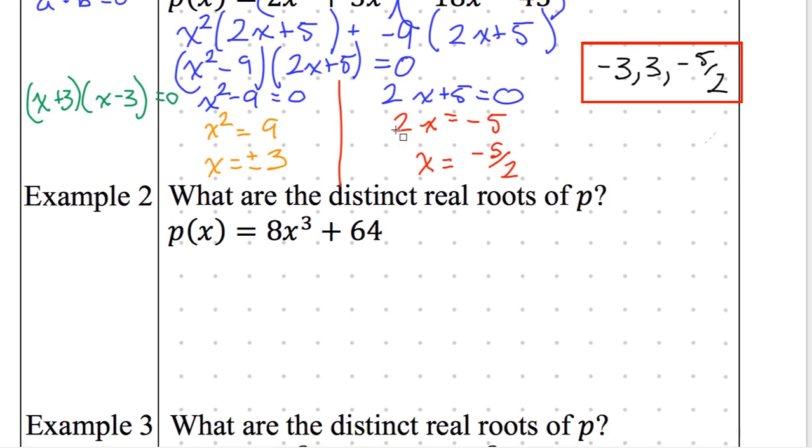All right, example 2. What are the distinct real roots of p? This one is going to have complex roots, I promise. Well, maybe I don't promise. I haven't actually looked at this one. I'm pretty sure this one does not have all real roots. I'm pretty sure some of them are complex. All right, so we need to look back at our notes because what's happening here is I have 8 and 64. 8 and 64 are perfect cubes. This is a sum of cubes.